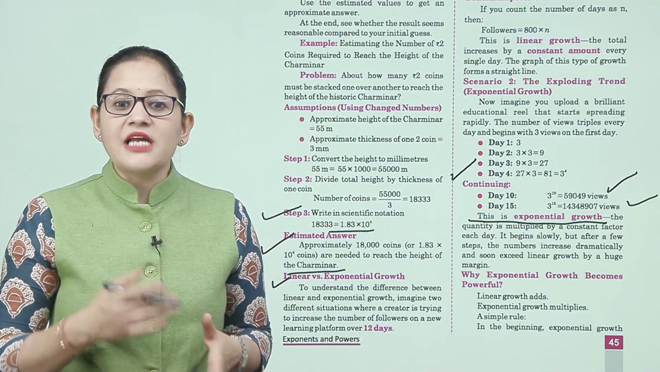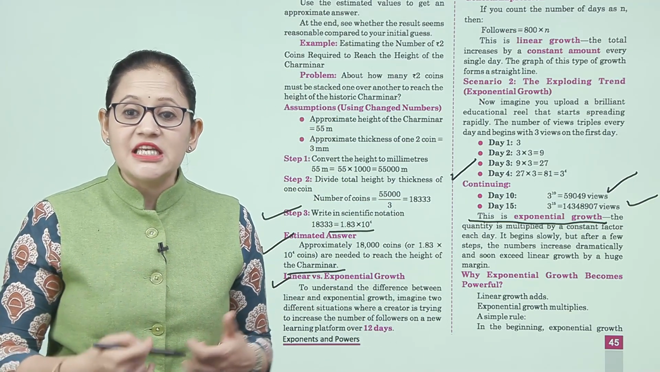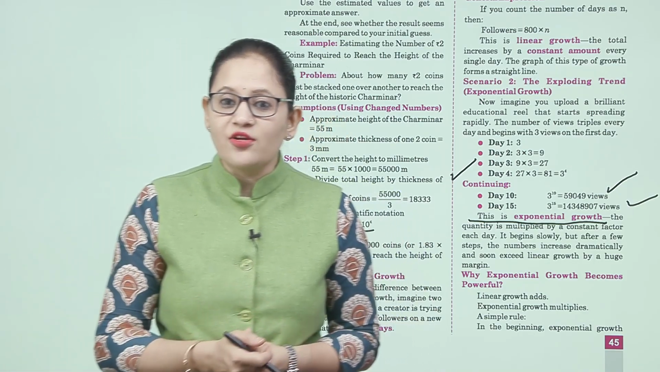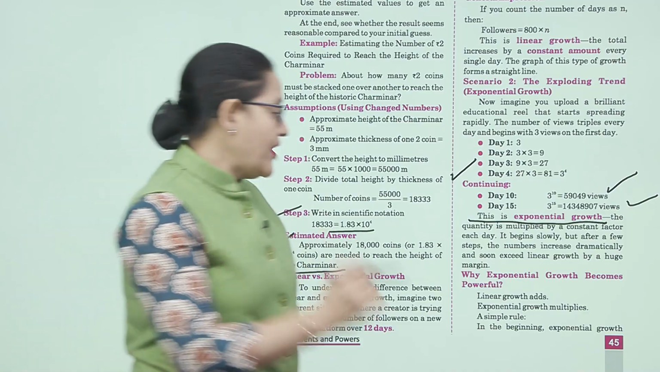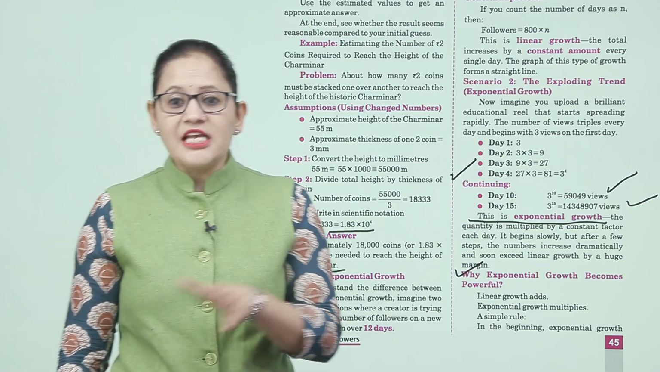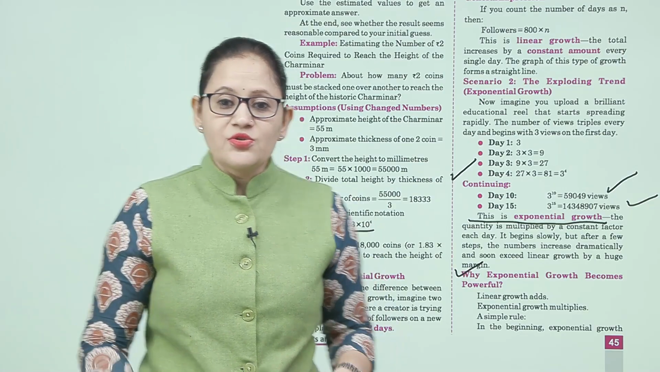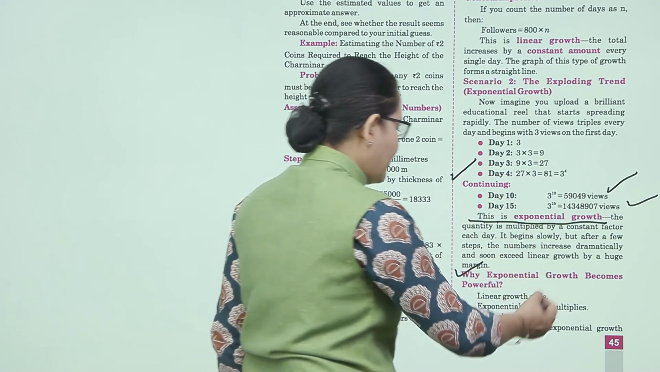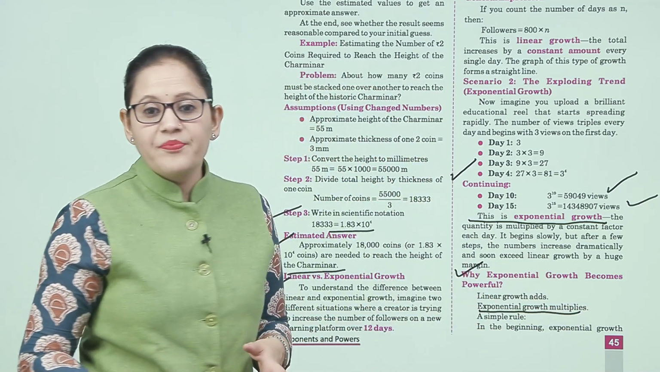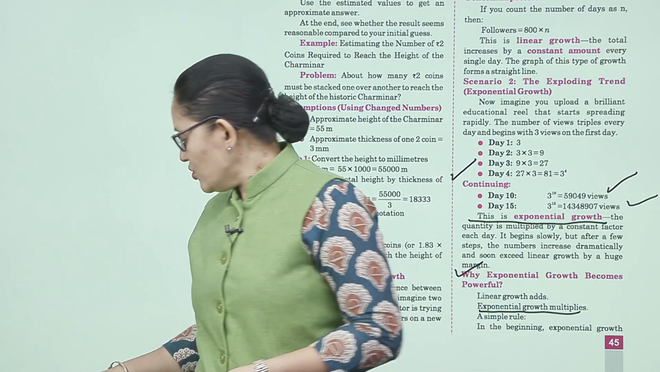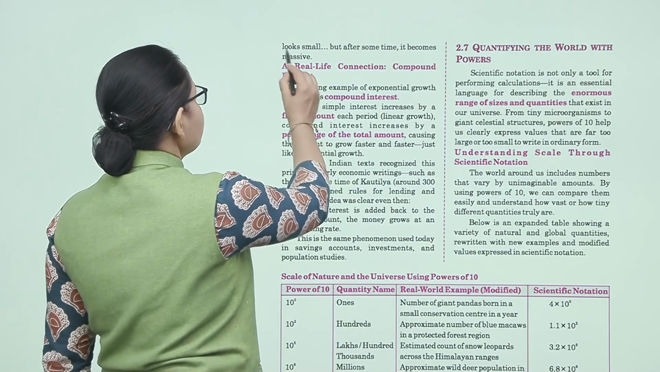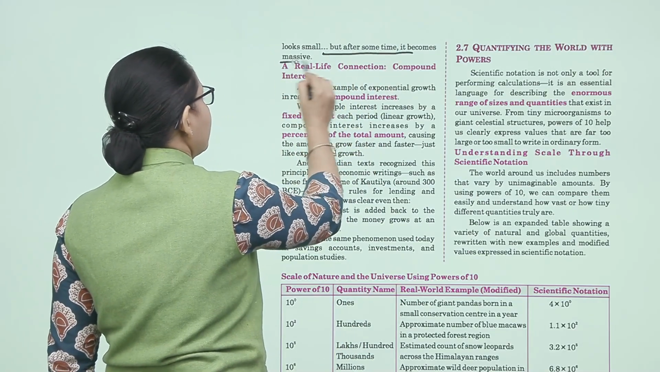It begins slowly, but after a few steps the number increases dramatically and soon exceeds linear growth by a huge margin. Why does exponential growth become powerful? Linear growth adds, exponential growth multiplies. In linear growth it just adds every time, but in exponential growth it gets multiplied. The simple rule: in the beginning exponential growth looks small, but after some time it becomes massive.